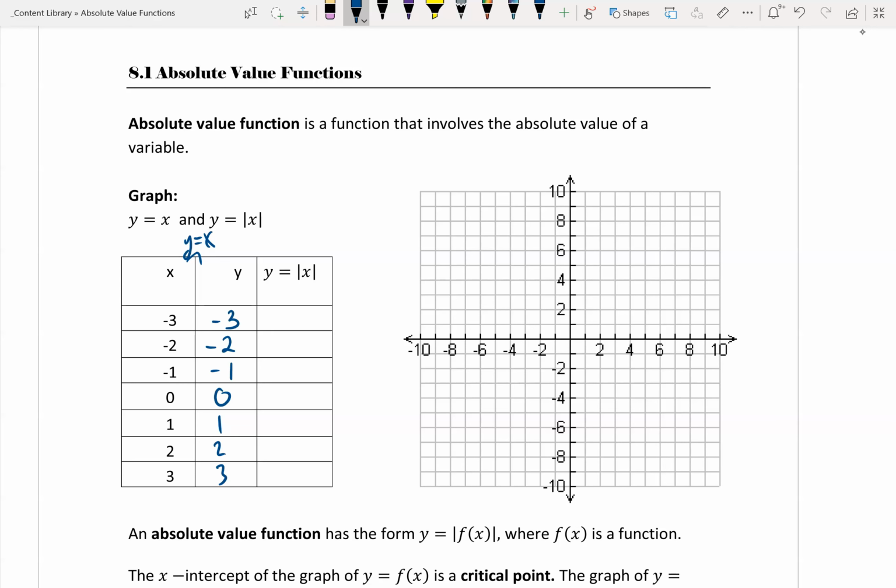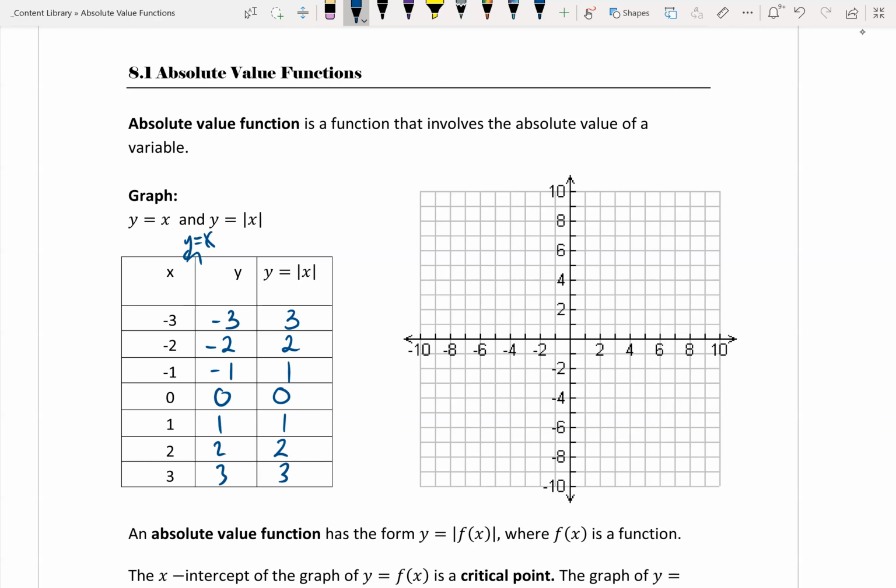Remember, the absolute value of a number is the distance of that number to 0 on the number line. So if I'm taking the absolute value of -3, the distance from -3 to 0 is 3. The absolute value of -2 is 2. The absolute value of -1 is 1, 0, 1, 2, 3.